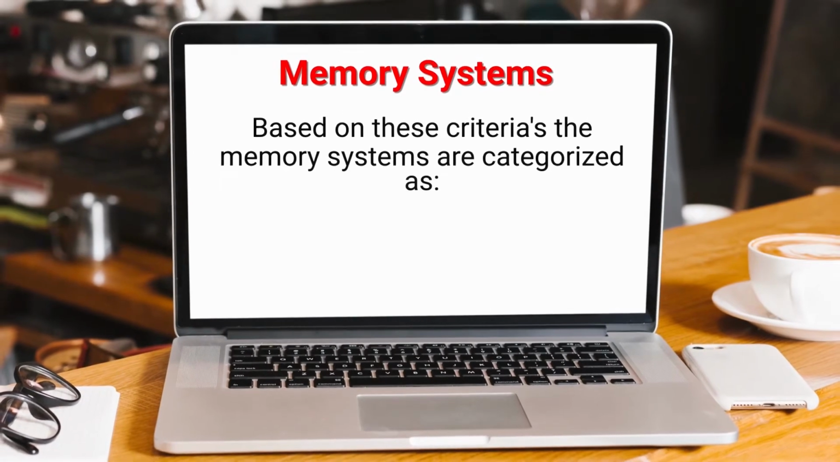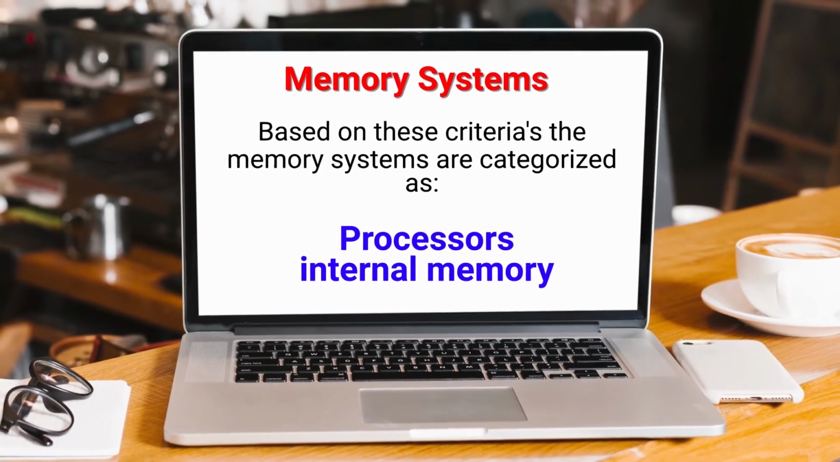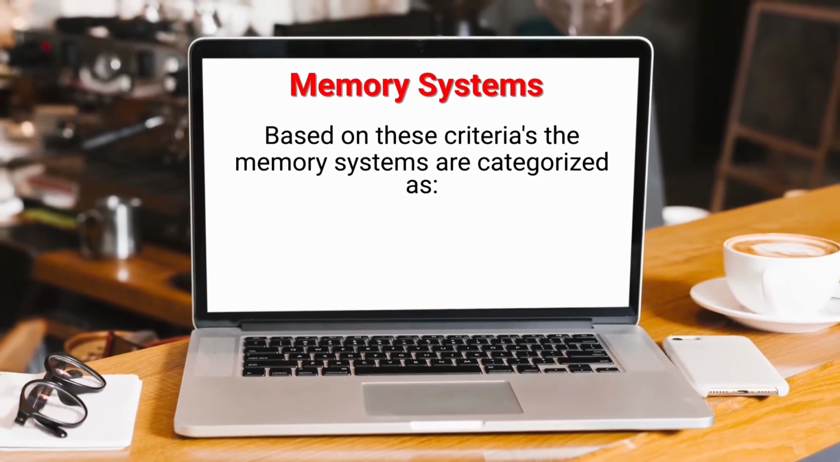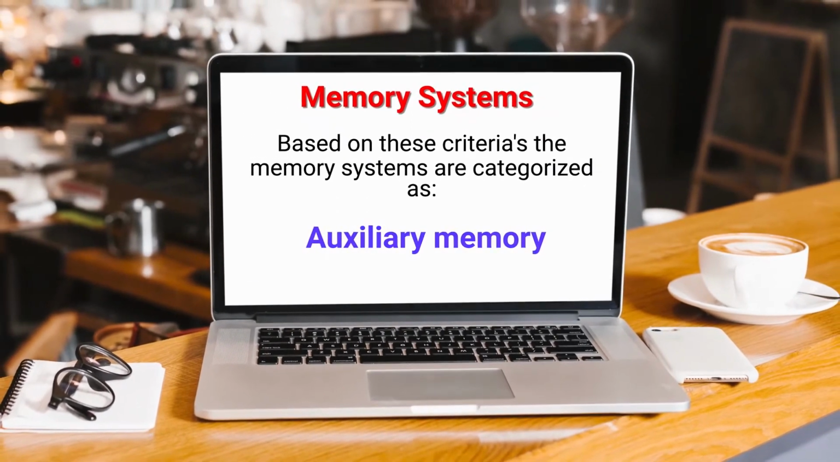Based on these criteria, we divide our memory system into different categories. Firstly, the processor's internal memory. Secondly, the main memory. And thirdly, the auxiliary memory. They each have their own strengths when we talk about the devices within these categories.